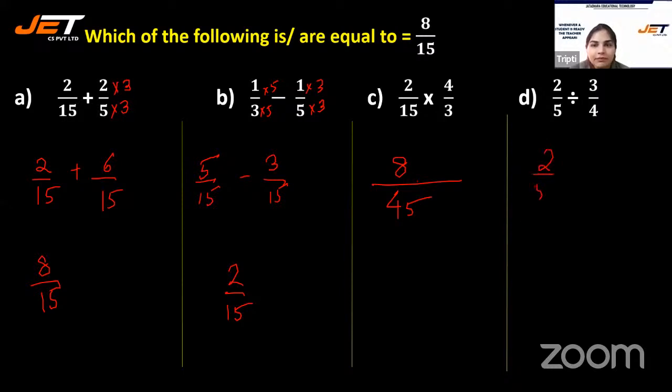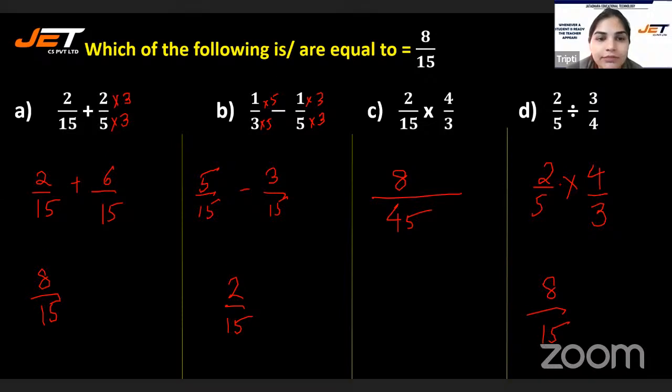Now 2 by 5, keeping the fraction, changing the division to multiplication sign, and 3 by 4 will be written as 4 by 3. 2 by 5 times 4 by 3. 2 fours are 8, 5 threes are 15. 8 by 15. If this is your answer, then you are doing great. If not, please check it.